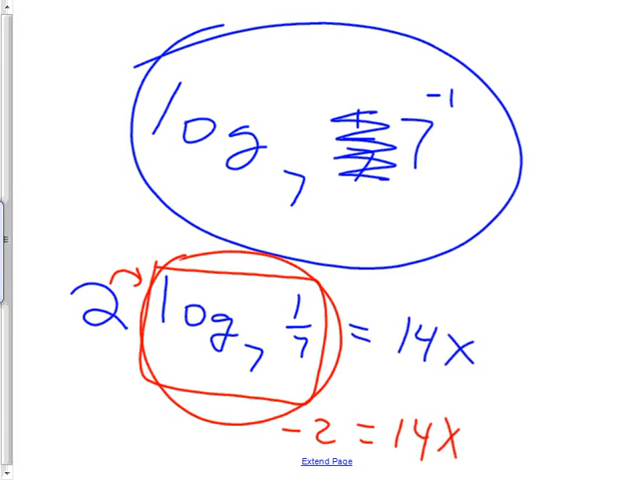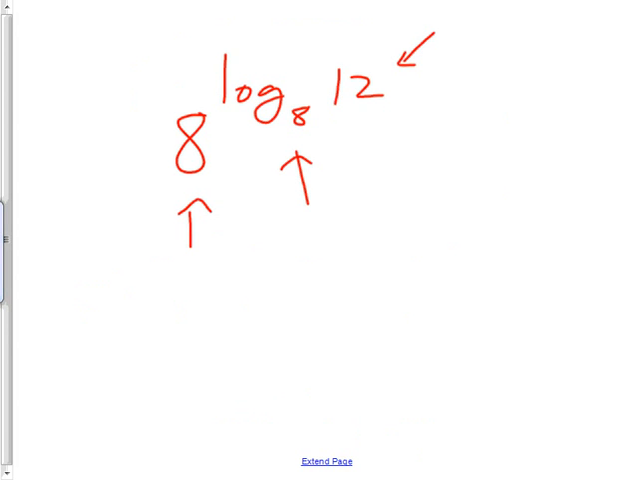How did I know this was -1? Because this part is 7 to the -1, and once I've made them have a common number, then the one is the answer, -1. Okay, so here's another pattern you need to know. Well, the answer would be 12. If these two are the same, then that one's the answer.